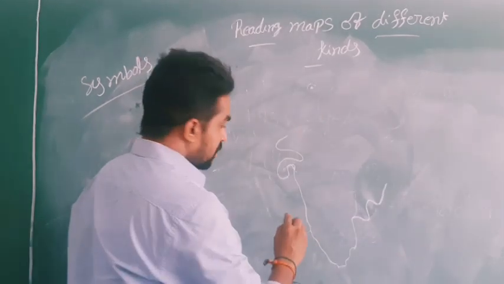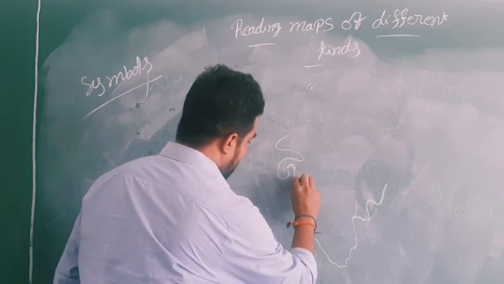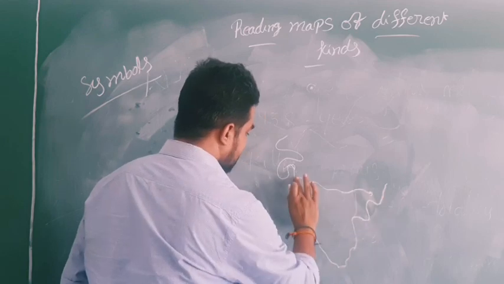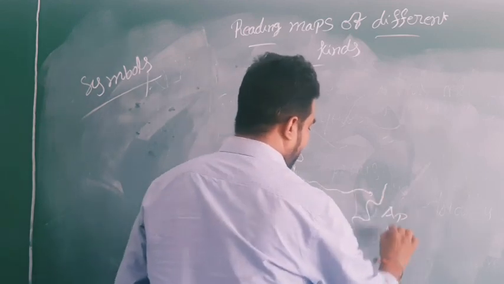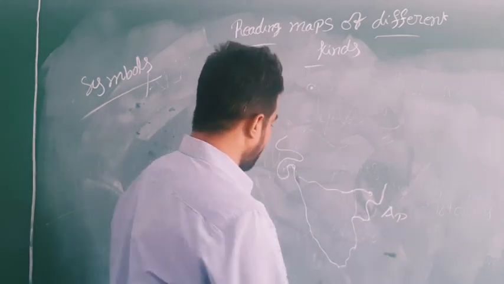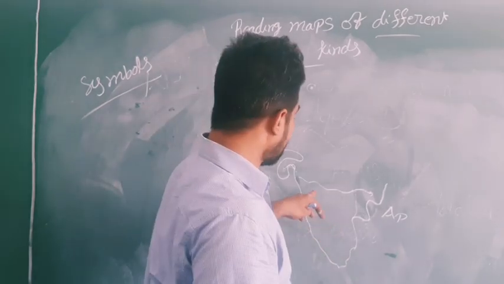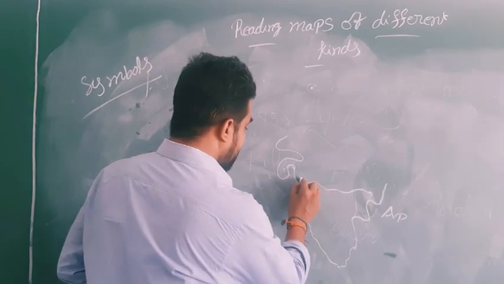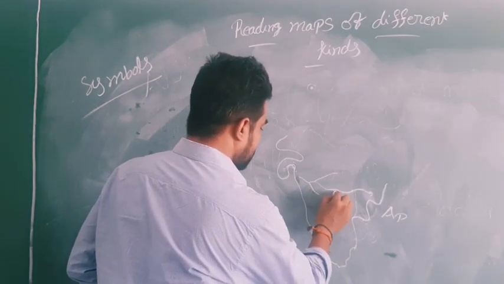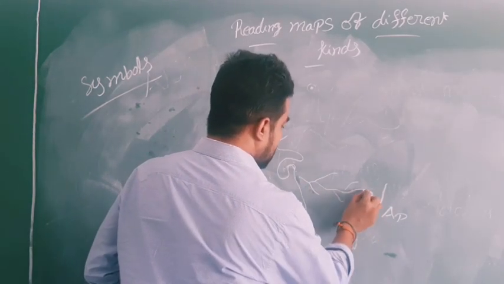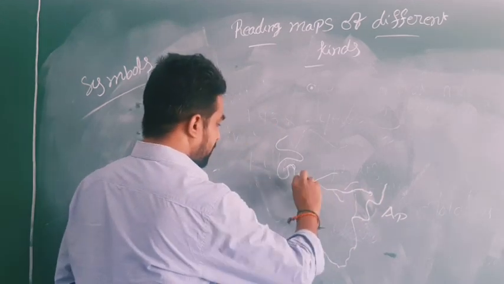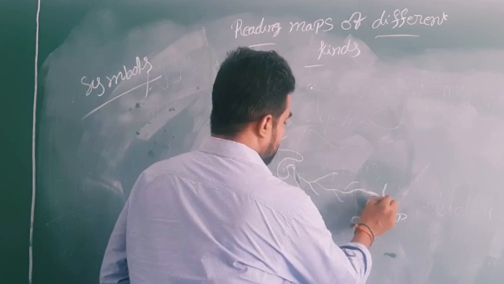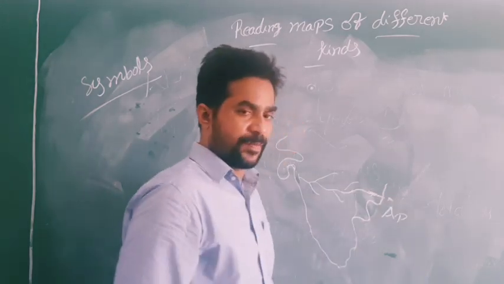Take an example, the Godavari river. It starts from Maharashtra, flows through Andhra Pradesh, and joins in the region of the Bay of Bengal. Whenever you are pointing out the river Godavari, you can draw it like this. You can use some curved lines, and it starts from the Western Ghats, goes through Andhra Pradesh, and joins in the region of the Bay of Bengal.